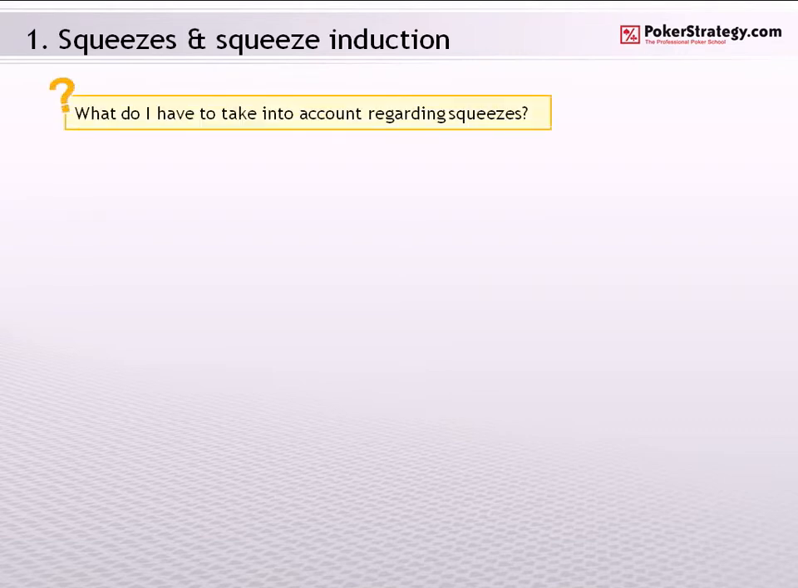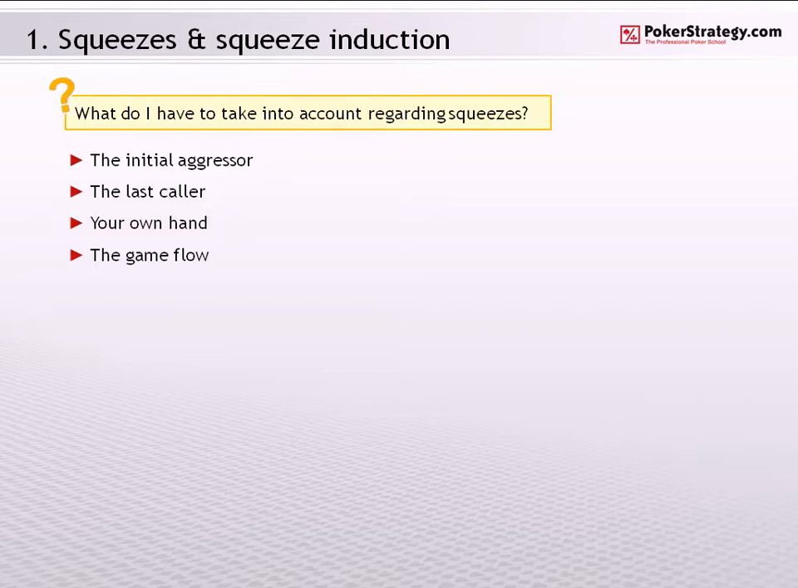Of course, there's always a lot which you should take into account when trying to make a bluff squeeze. The most important things you should take into account are actually the initial aggressor and the last caller. Regarding these, there are some criteria which simply oppose a bluff squeeze. For instance, you shouldn't try to squeeze if the last caller is a calling station, even if the initial aggressor might fold very often. Simply because the calling station will call your squeeze much too often, and we won't be able to win major pots against him with a hand which initially was meant to be a bluff.